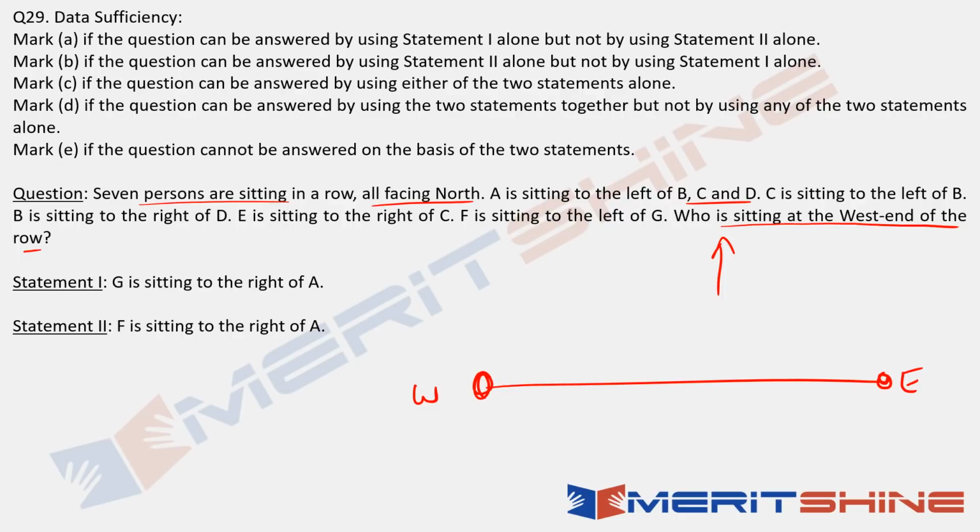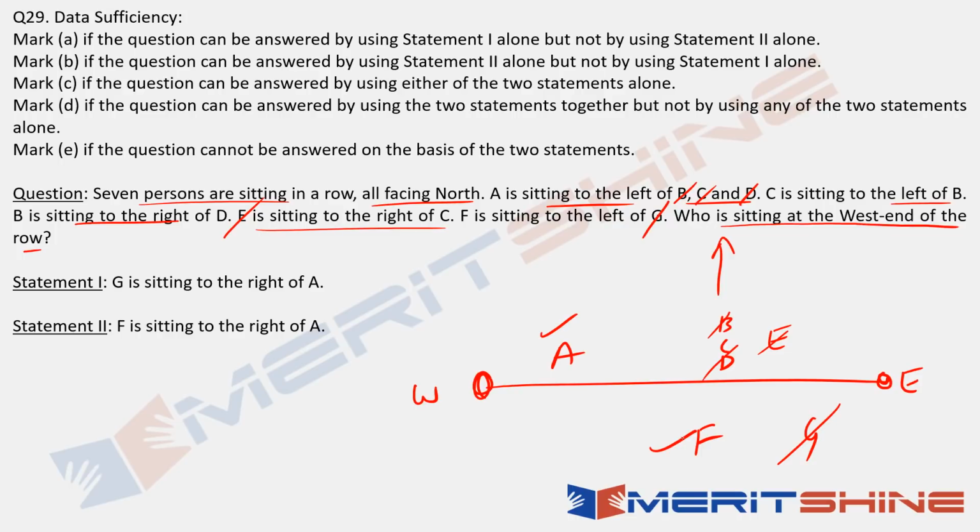It's like that. What is given here? A is sitting to the left of B, C, D. So if A is here, B, C, D all are here. Fine, so they are already ruled out. B, C, D, they cannot be at the west end. Now this is all irrelevant data for us. E is sitting to the right of C, so E would be somewhere here. This is also gone. Who is left? F, G are left. F is sitting to the left of G. I don't know where they are, but F is sitting to the left of G. Fine, so G again cannot be the west end, so it's between just A and F. This is F, this is G, so G again cannot be there. B, C, D, E is already ruled out, so it's between A and F.